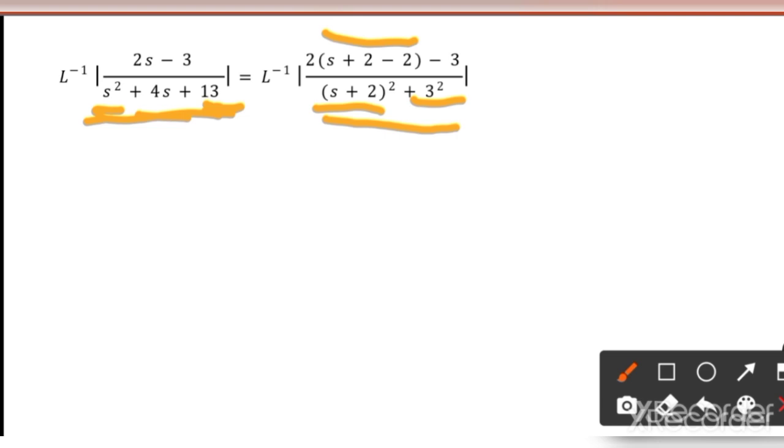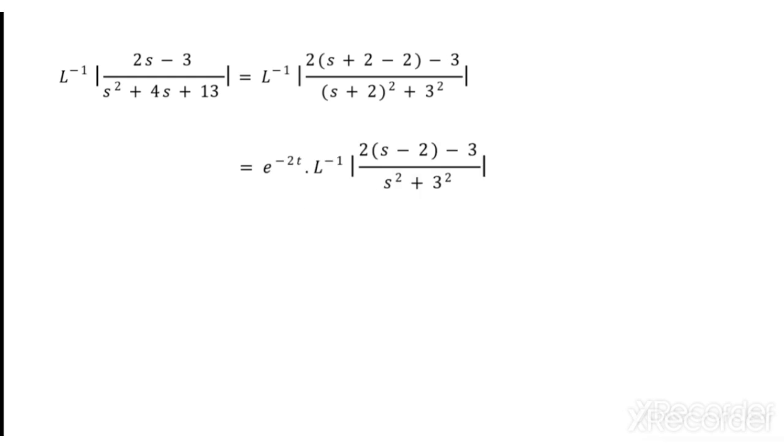So 2 times s plus 2 minus 2 minus 3. So I have s plus 2 everywhere. Now replace, I mean shift by taking e power minus 2t out. So e power minus 2t, if I take it out, what does it give now? L inverse of wherever now s plus 2, take only s.